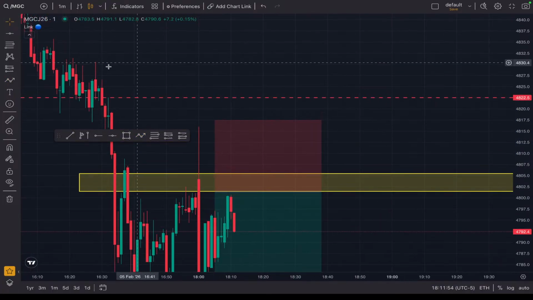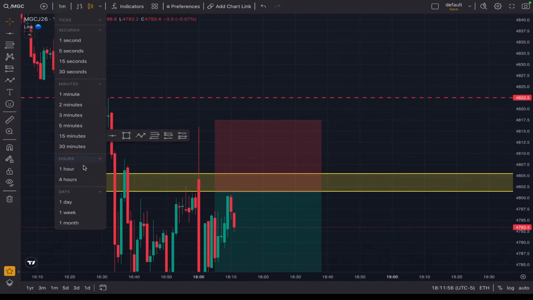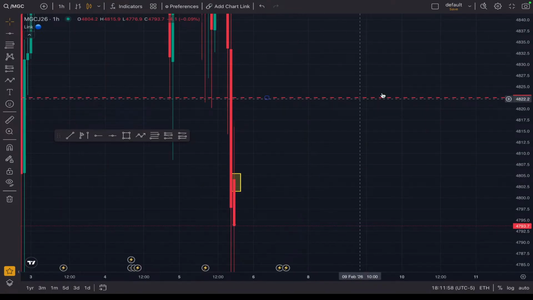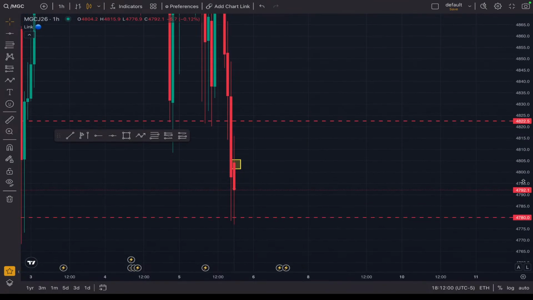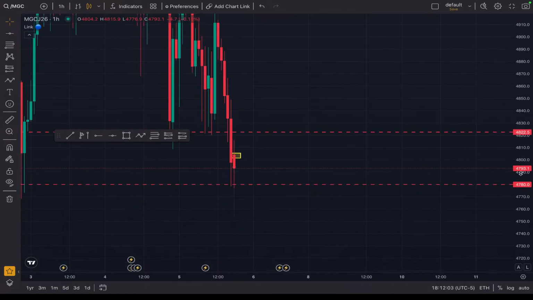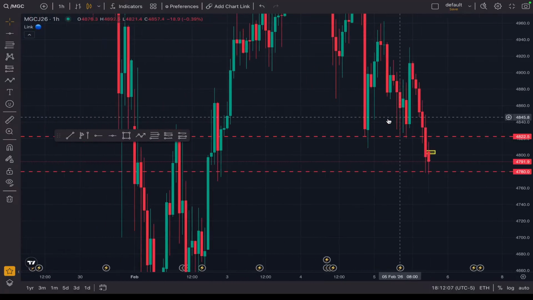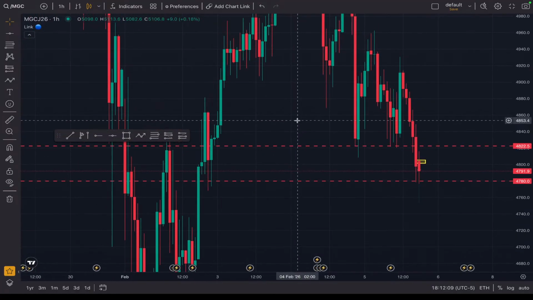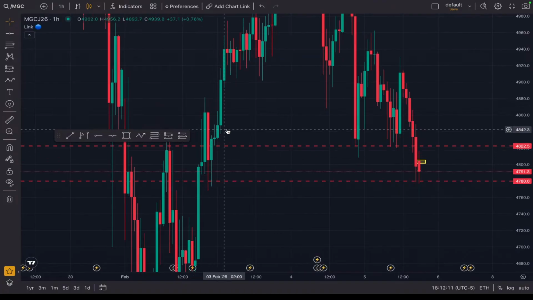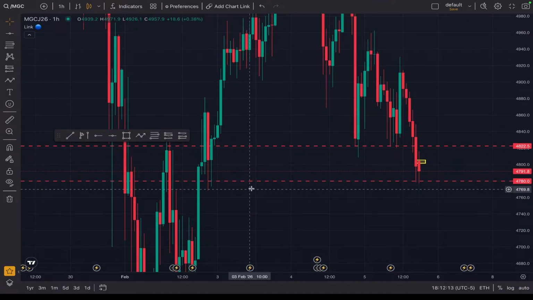The only issue I have with that is that on the 1 hour, hopefully at least the zone is the same on the 1 hour. Let me make sure, man. Yep, completely different. This is why I like TradingView better, bro. All right, so here, we're still in the zone, right?